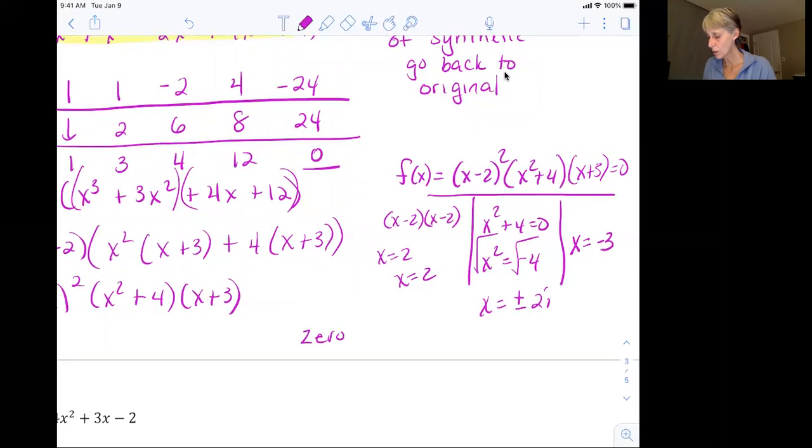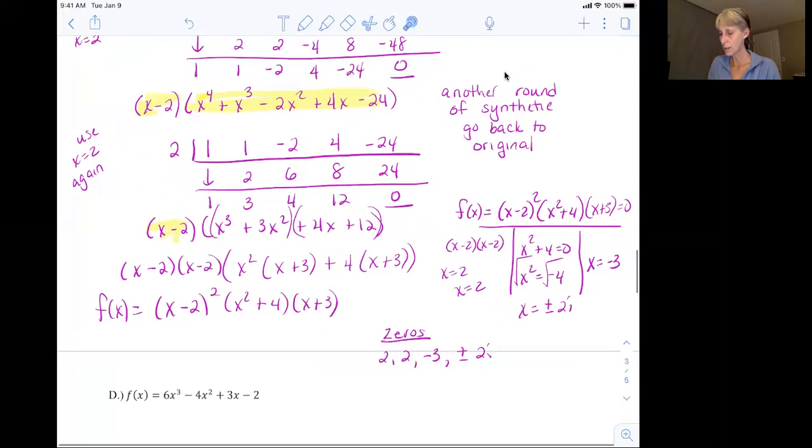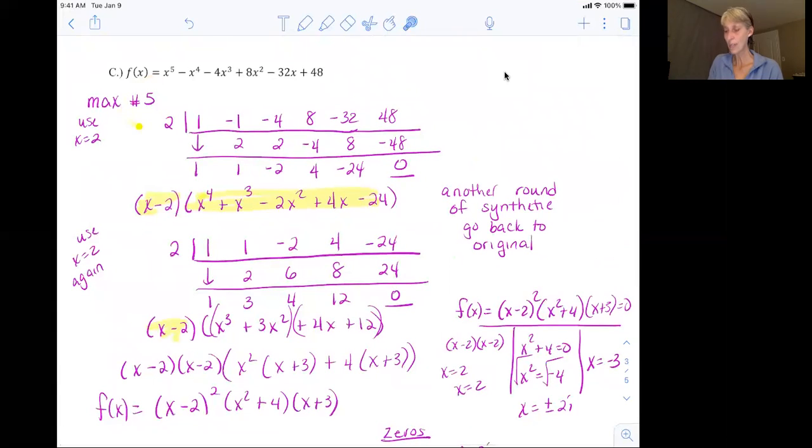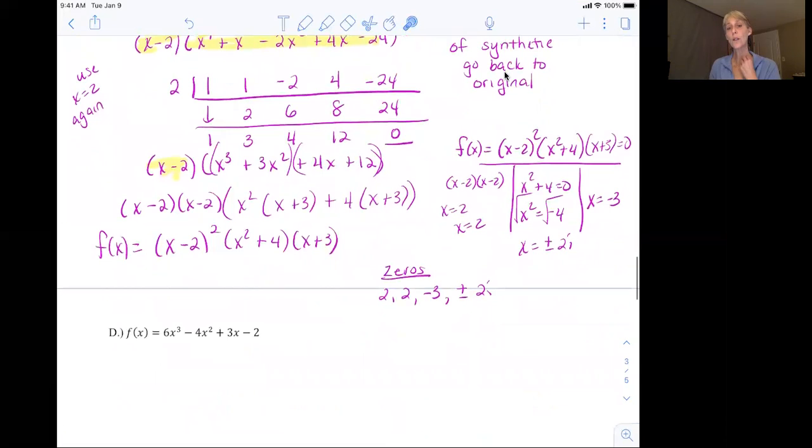So my zeros: 2, 2, -3, plus or minus 2i. 1, 2, 3, 4, 5. We were supposed to get 5 to begin with. We did. Only 3 of them are real. Only 3 of them cross the x-axis. But again, we don't care. That's okay. This is our factored form. This is our list of zeros.